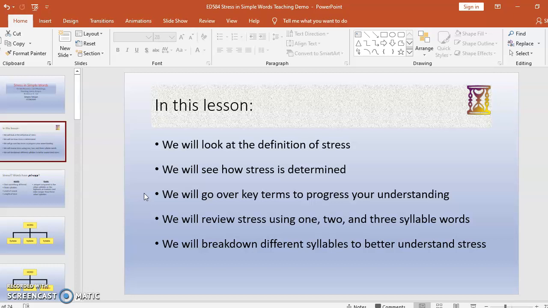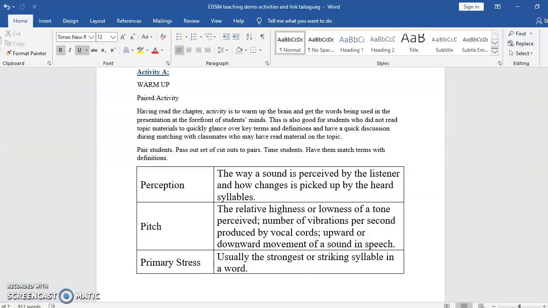So it's good practice. We will review stress using 1, 2, and 3 syllable words, and we will break down different syllables to better understand stress. So if you see at the corner here this icon of an egg timer, then that means you will be referring to the handouts.